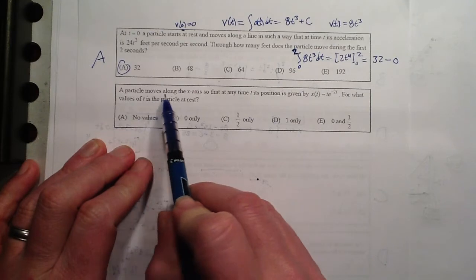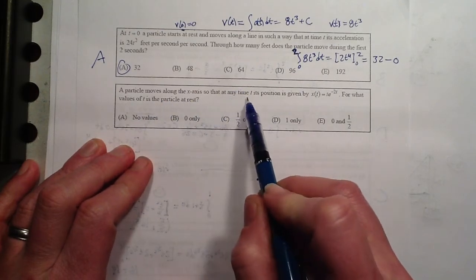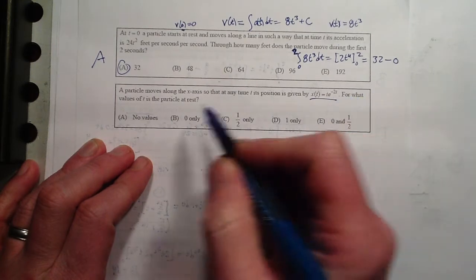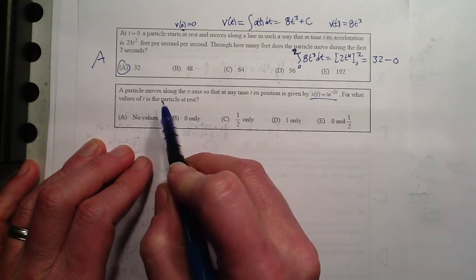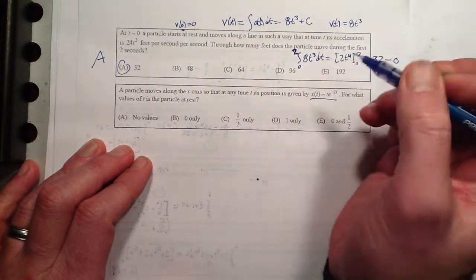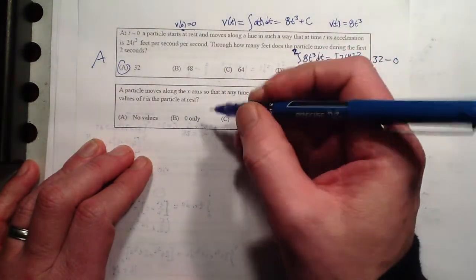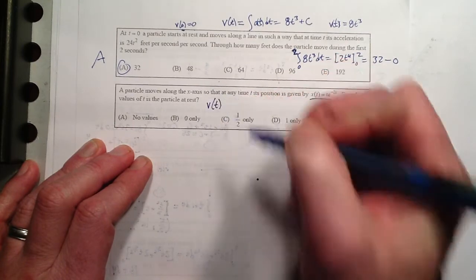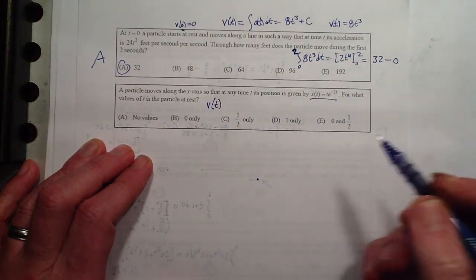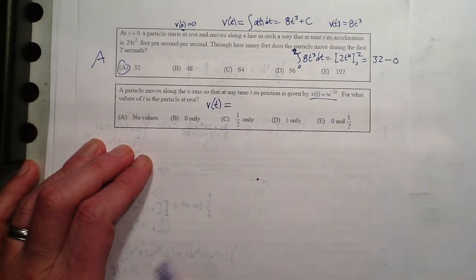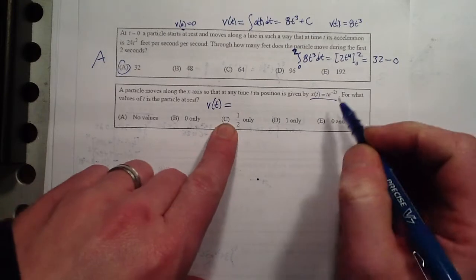A particle moves along the x-axis so that at any time t, its position is given by this. For what values of t is the particle at rest? That's a little bit different question. That's asking when is the velocity equal to 0. So slip this one in here. This is actually not an antiderivative question. This is more of a derivative question. So the velocity of this is the derivative of this.